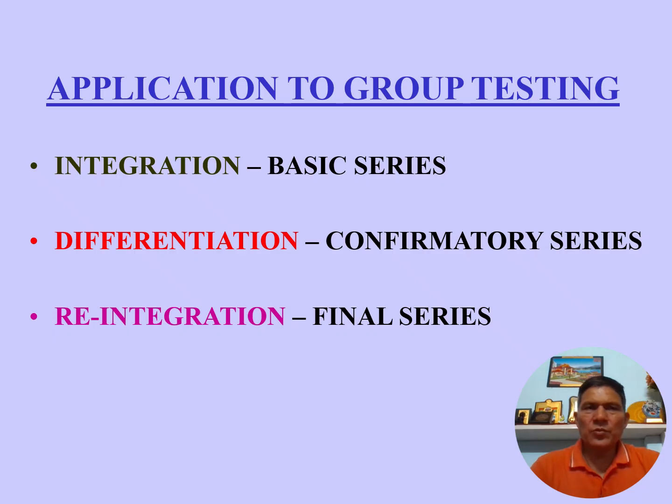So the application to group testing is integration, that is the basic series, differentiation is the confirmatory series, and reintegration is the final series. This is what we had talked about in the previous slides, and those must have been confusing for someone, but now here you can understand that integration means basic series. The differentiation part is the confirmatory series. Yes, some candidate is at this level that confirmatory thing is being checked in differentiation, and reintegration is the final series wherein it is confirmed what is what.